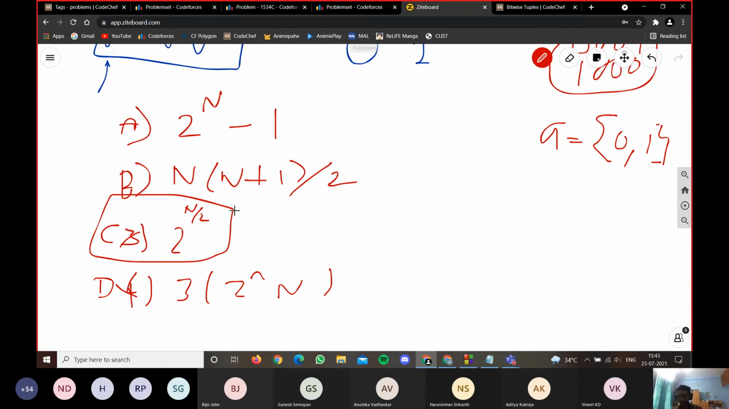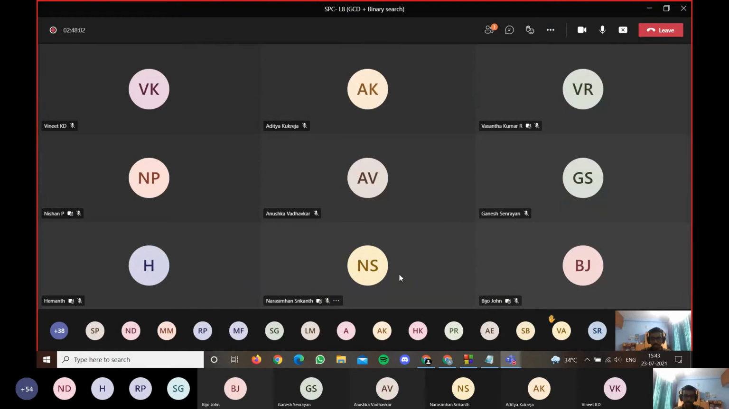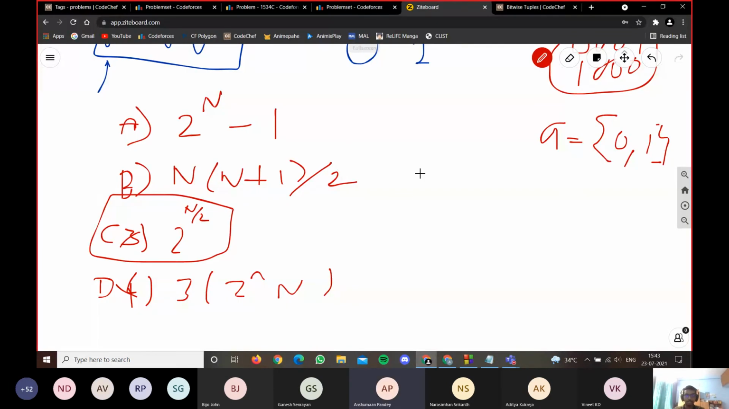Am I audible? Okay, yeah, you have come. This is Vatsal, I guess. No. Anshuman, 2 power n by 2. Yeah, can you explain your logic? Like I thought there are n numbers, so we'll divide into n by 2. I mean, we can group them into n by 2 groups. Okay. So each group will have either 0 or 1. So it can be either placed 0, 1 or 1, 0 in these ways. So there are two possible ways to place each group. So I got 2 power n by 2 like that.